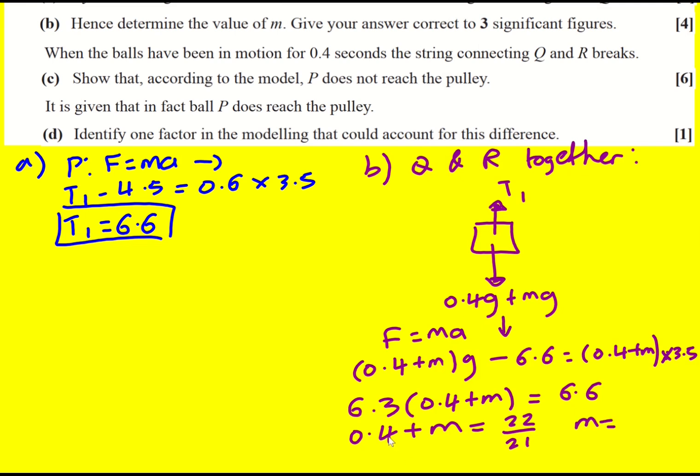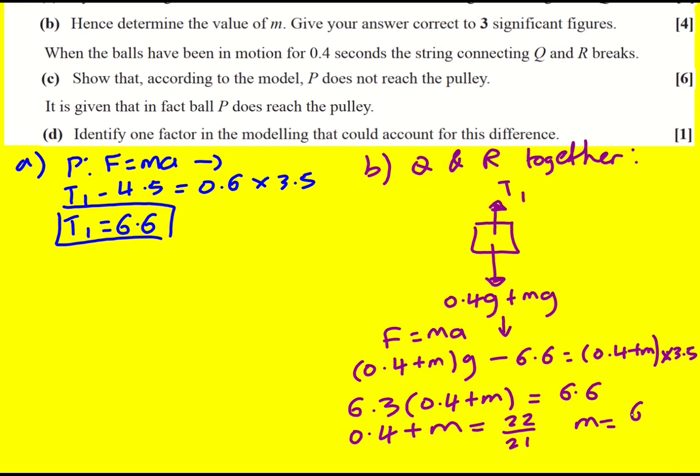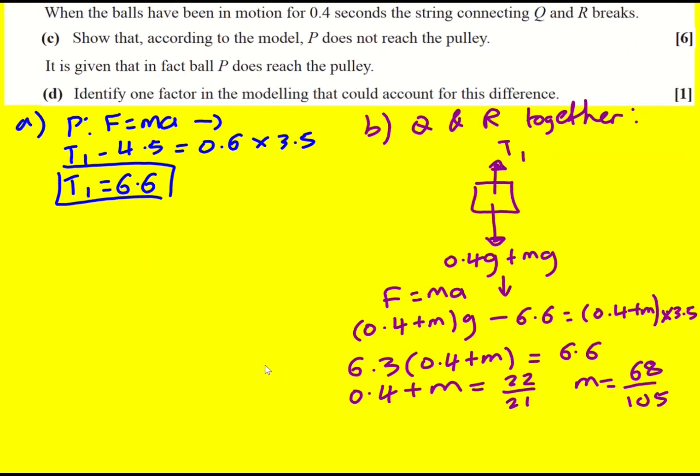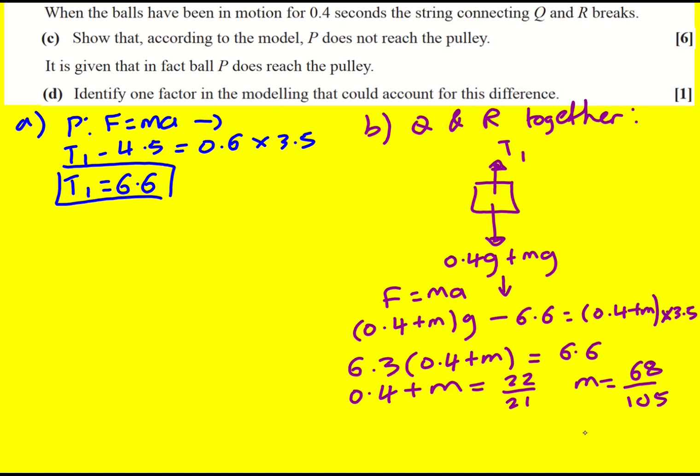So then I just need to minus 0.4. And we get 68 over 105. Of course, this is a model. We shouldn't leave our answer exact. Let's write it to three significant figures, 0.648. Okay, nice.